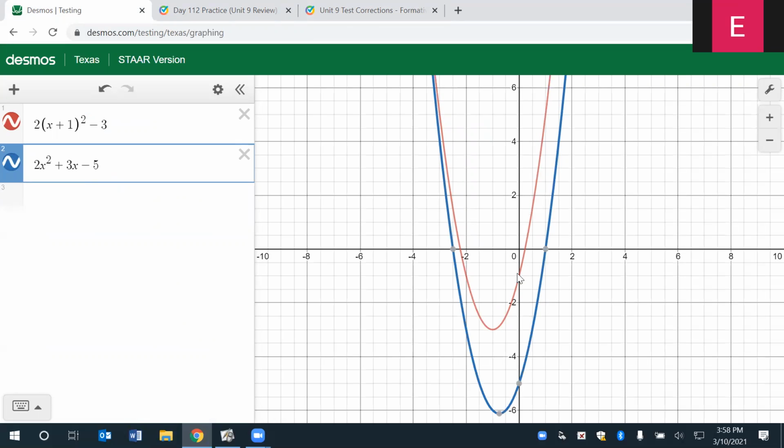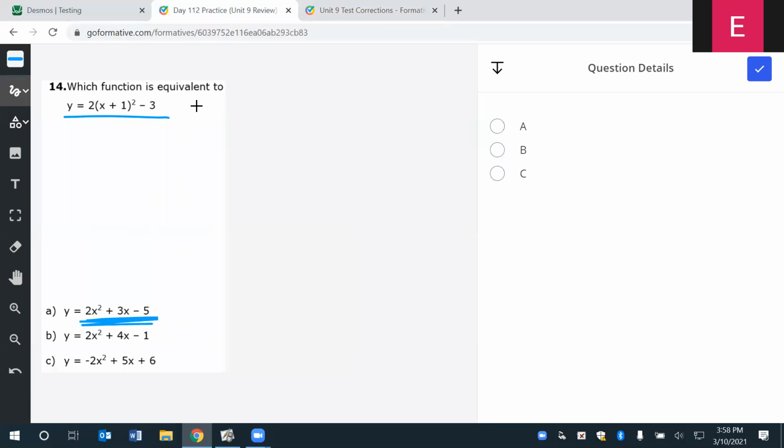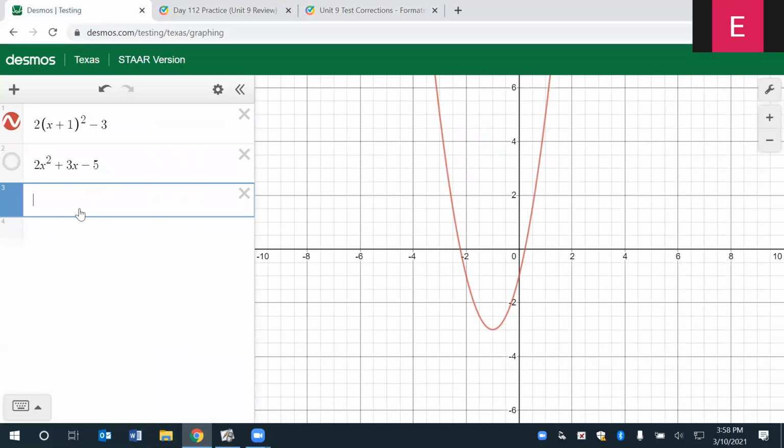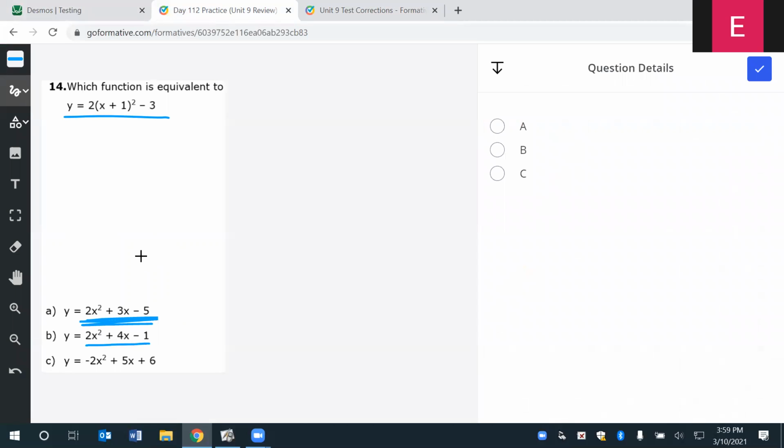Okay, you can see the blue one is not the same as the red one. So I click here so that it hides it and I don't get confused. Now I'm going to type answer choice B for my practice. 2x squared plus 4x minus 1. Okay, and then you can see that's the same one. If I turn this off right here, the red one comes up. If I click on it again, it shows you that it comes up on top of it, so it's the exact same one. And so for number 12 on my review, the answer was B.